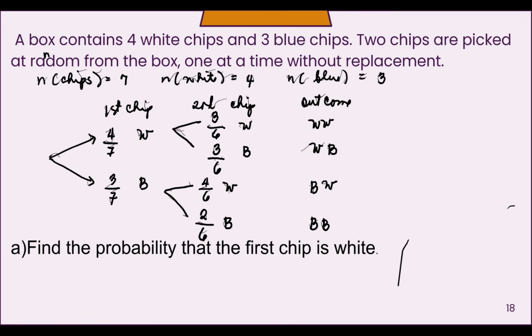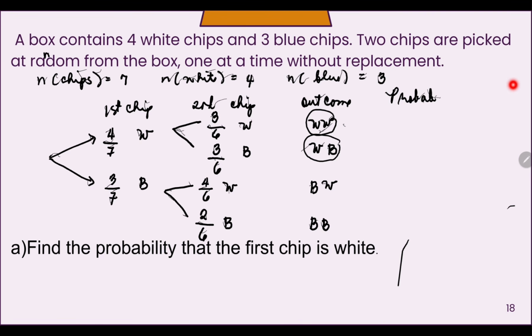Now, find the probability that the first chip is white. First chip is white means to say, in the first one, is the first chip white? Yes. In the second one, is the first chip white? Yes. In the third one, is the first chip white? No. In the fourth one, is the first chip white? No. So we are only considering the white white outcome and the white blue outcome.